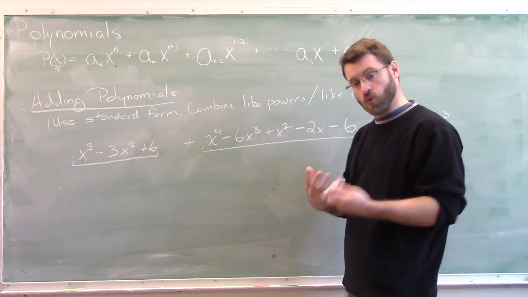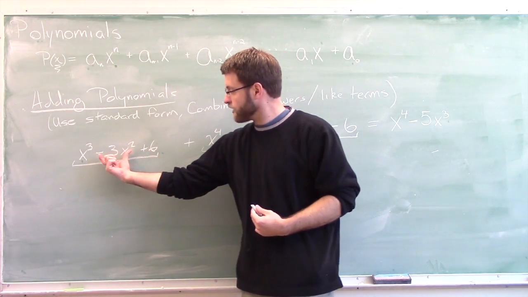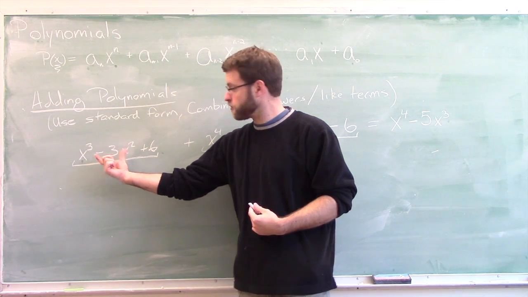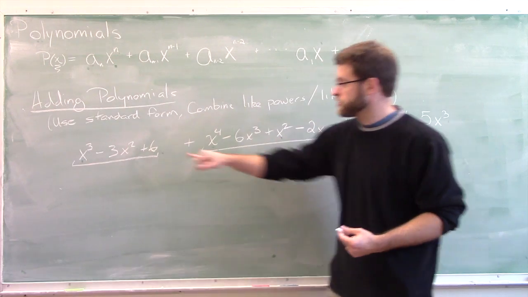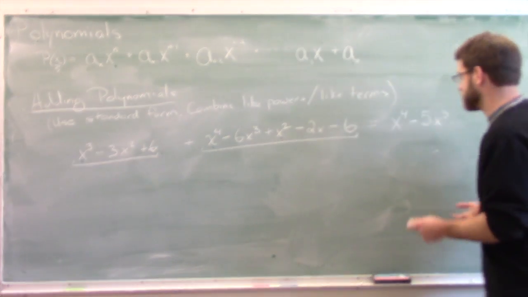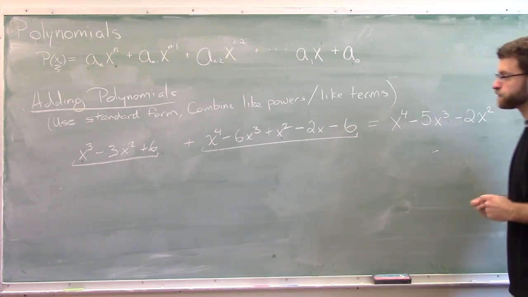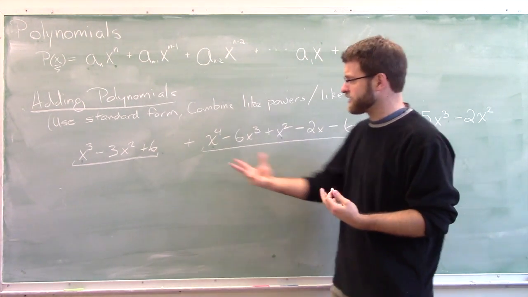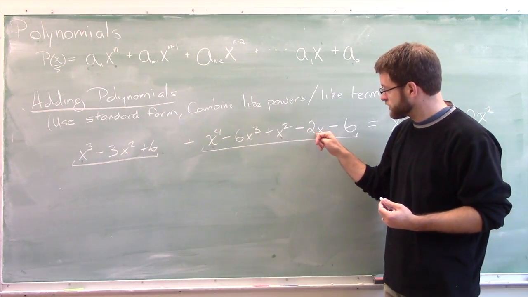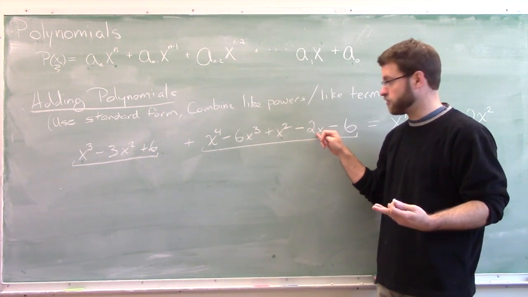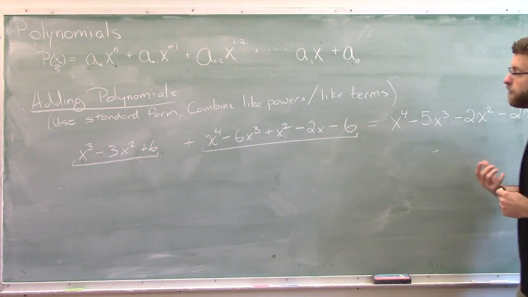If we look at the x squared terms, x to the second power, that's our next term that we want to combine. We have negative 3x squared in the first polynomial, and we have positive 1x squared in the second polynomial. So negative 3 plus 1 leaves us with negative 2x squared. And then we want to combine the x terms. I see no x terms in the first polynomial, but I see negative 2x in the second polynomial. So we'll have negative 2x in our sum.